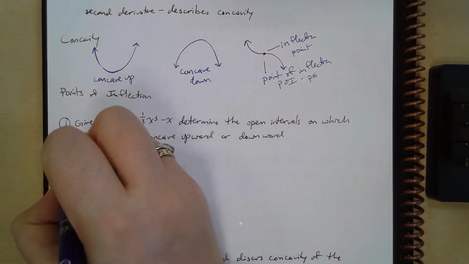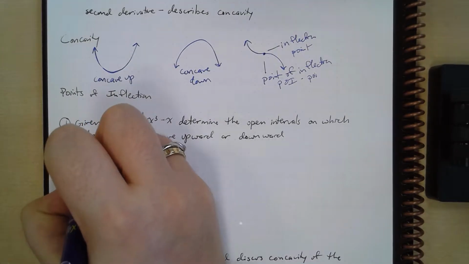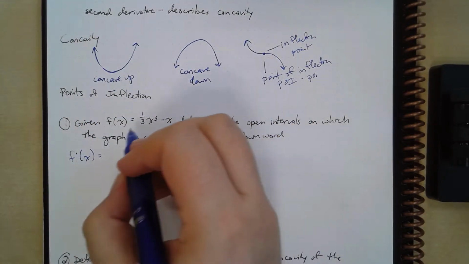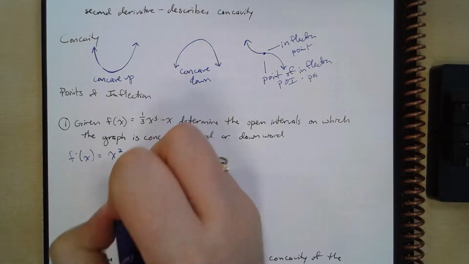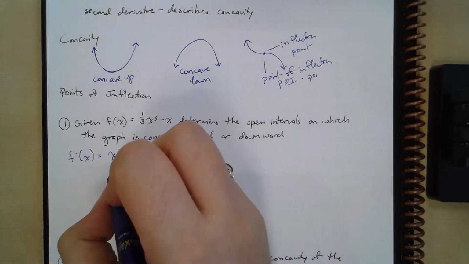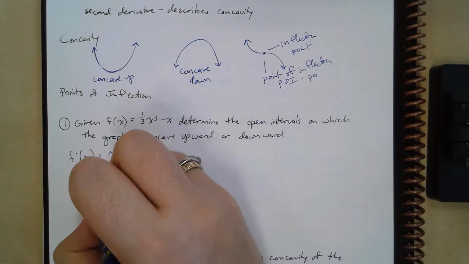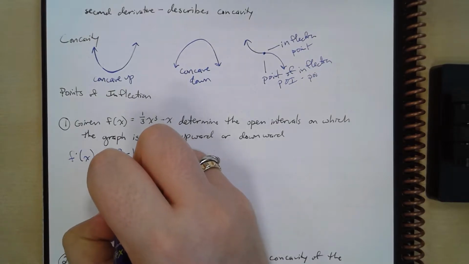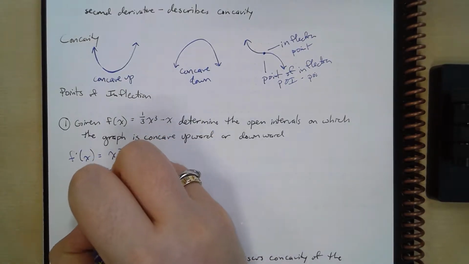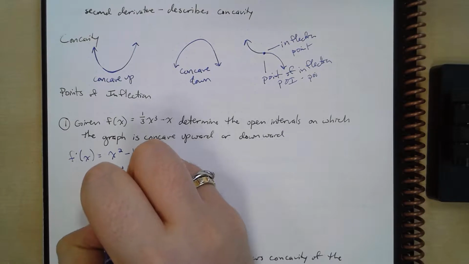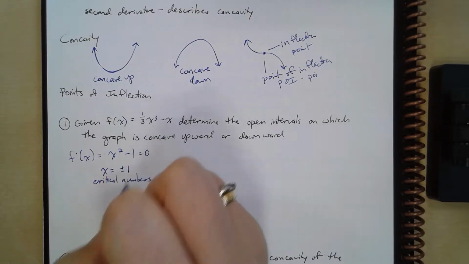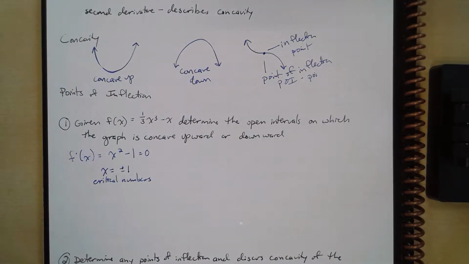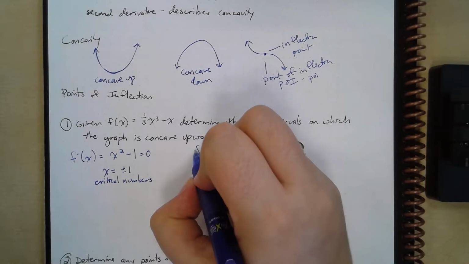So first we'll find our first derivative. f prime of x is equal to x squared minus 1. If we set that equal to 0, then x would be equal to plus or minus 1. These are our critical numbers. You remember? And we could find out where it's increasing and decreasing if we wanted to, but I'm more interested in concavity today, so we're going to find our second derivative.